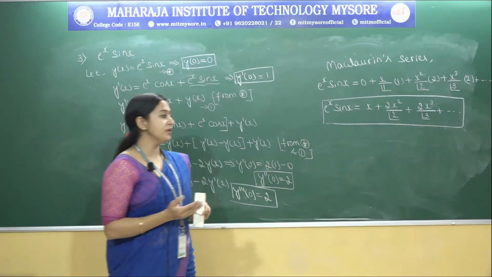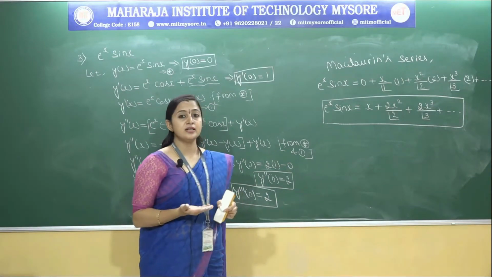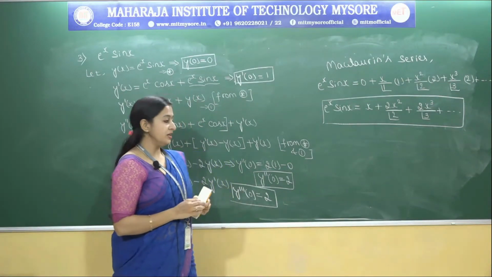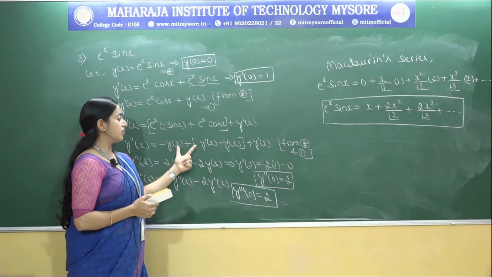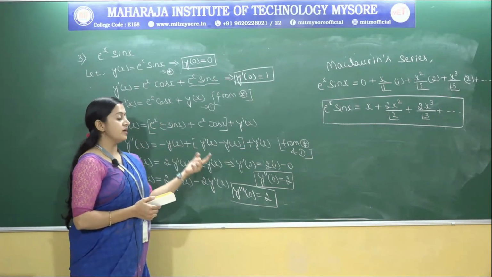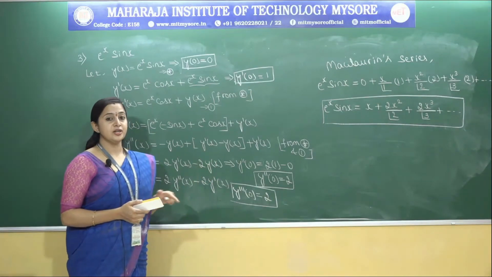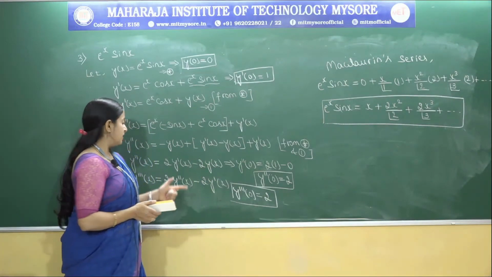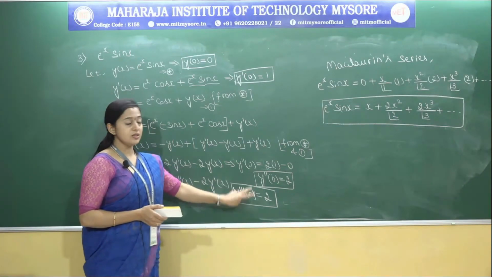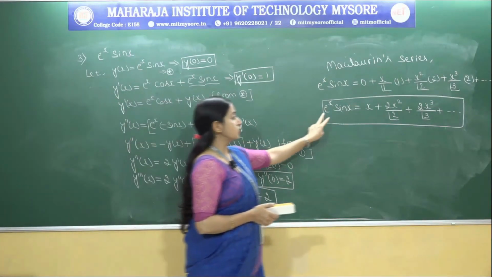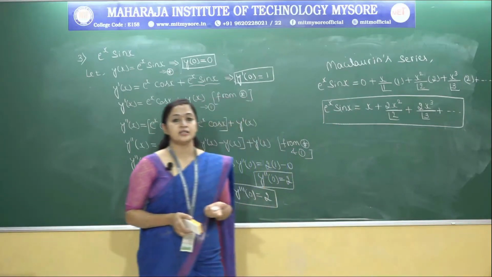Similarly, you can do for e power x cos x and e power x tan x. So before differentiating, first you simplify the function like this using the given term, that is y of x, y dash of x. Then you differentiate to make the problem as simple as possible. Then you put x equal to 0. You will get the terms. 3 terms in a series you have to substitute. You will get the e power x sin x series.